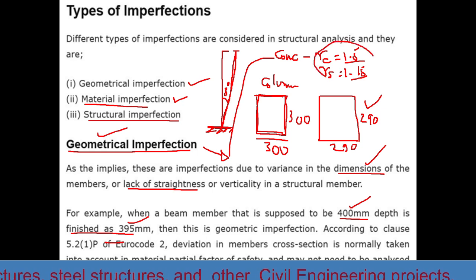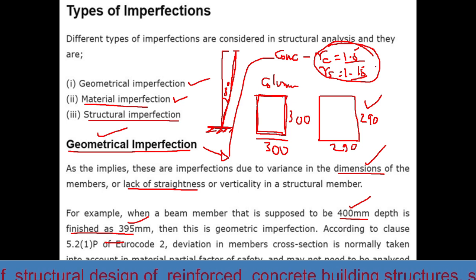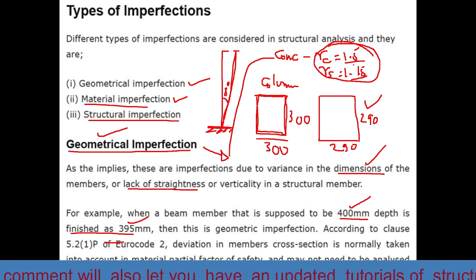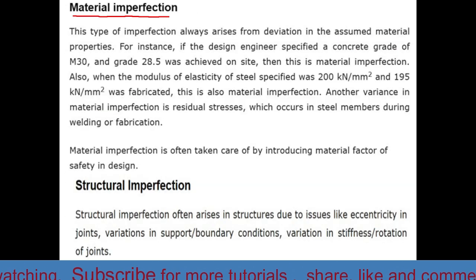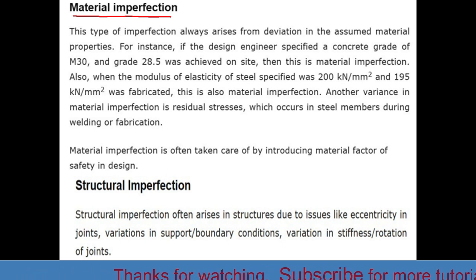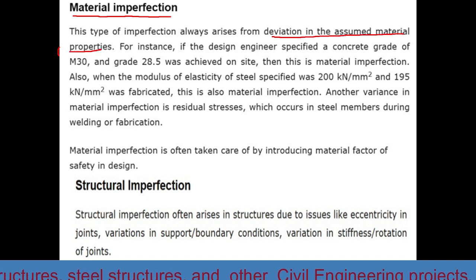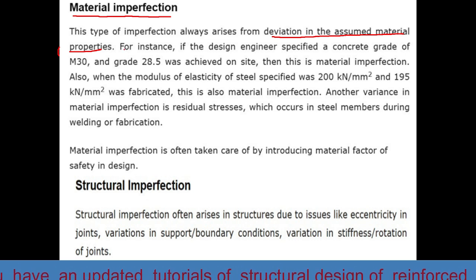So these partial factors of safety will be used during the definition of the properties of the concrete and steel. And the second type of imperfection is the material imperfection. So what does material imperfection mean? This type of imperfection always arises from deviation in the assumed material property. So it depends on the change in mechanical properties of the material.